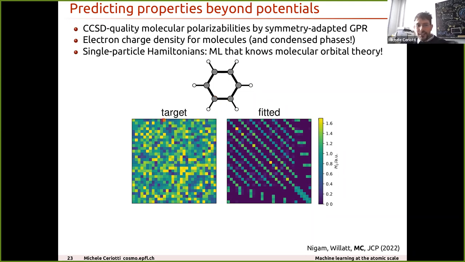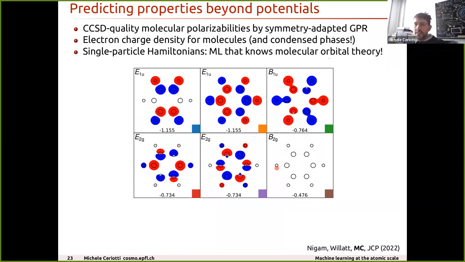And we did this sort of funny exercise of trying to learn a matrix filled with random numbers. If you try to learn a matrix filled with random numbers, the model just cannot learn it, because these random numbers are incompatible with the symmetry of the molecule. So the part that you can fit is actually symmetric and has the right degeneracies and the right symmetries of the eigenvectors, even though the matrix had been built with just random numbers.